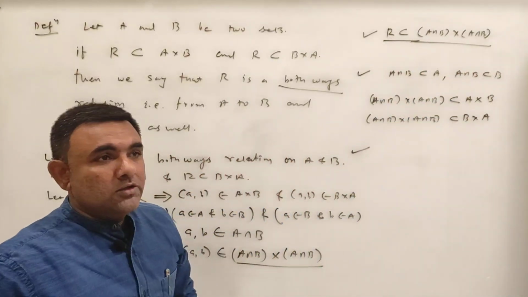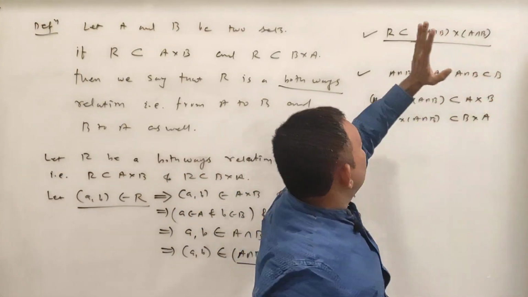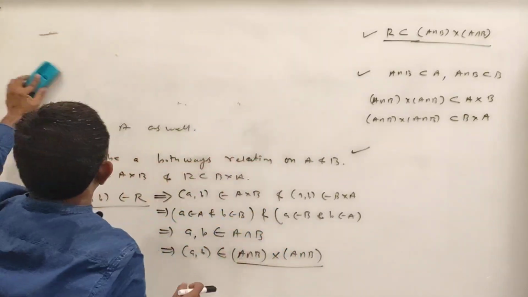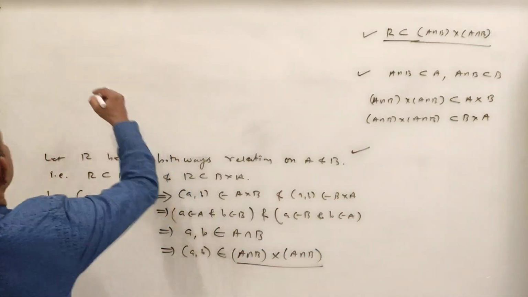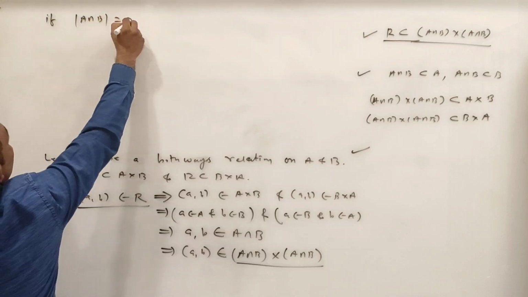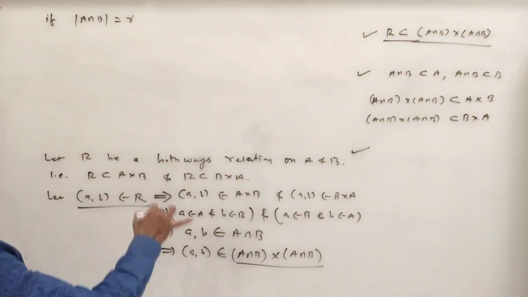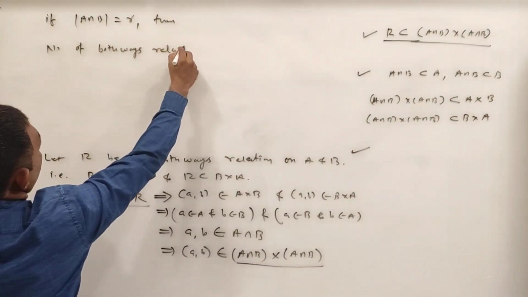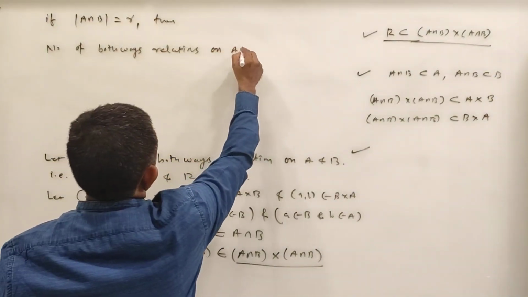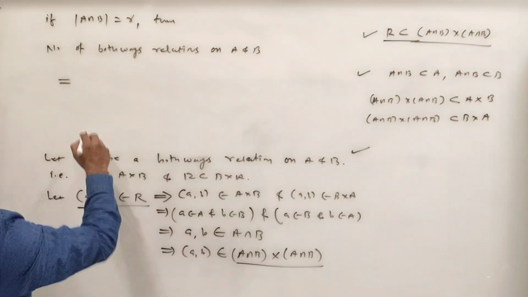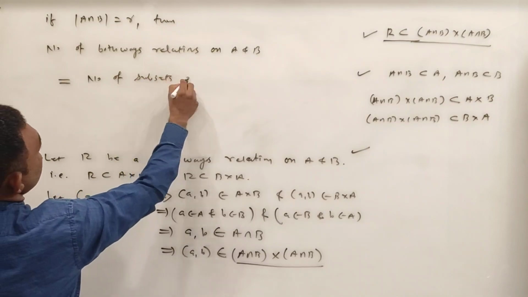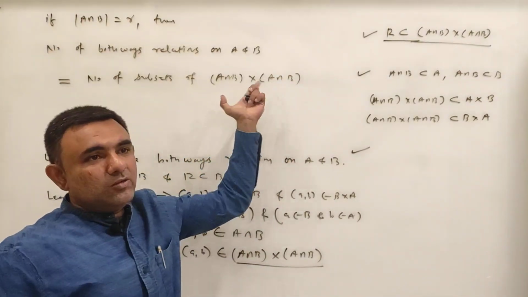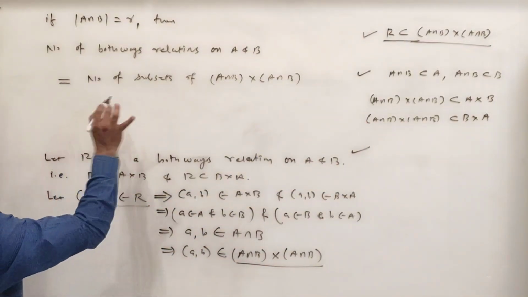So how many you will get? So as many both the way relation, as many you have the subset of A intersection B cross A intersection B. So if cardinality of A intersection B is R, means A intersection B में suppose R elements है, then number of both ways relations on A and B is equal to number of subsets of A intersection B cross A intersection B. इसके जितने सबसेट्स मिलेंगे उतने आपको बोथ वे रिलेशंस मिलेंगे. तो इसके कितने सबसेट्स मिलेंगे?